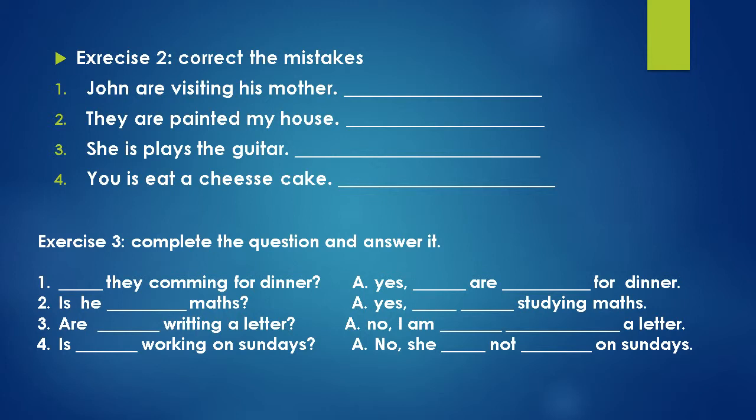For example, in the second question, is he, space, and maths. We could write, is he learning maths? Is he studying maths? But in the answer, the verb is studying, and the answer is affirmative. So it suggests that the verb is study.